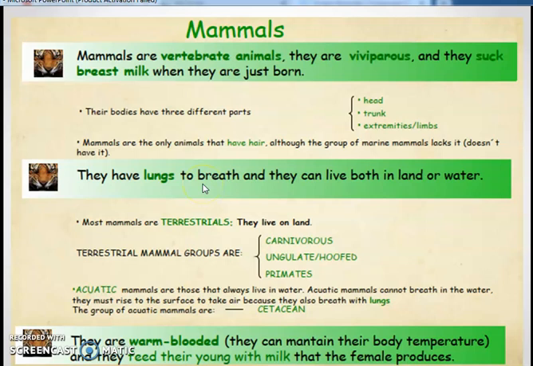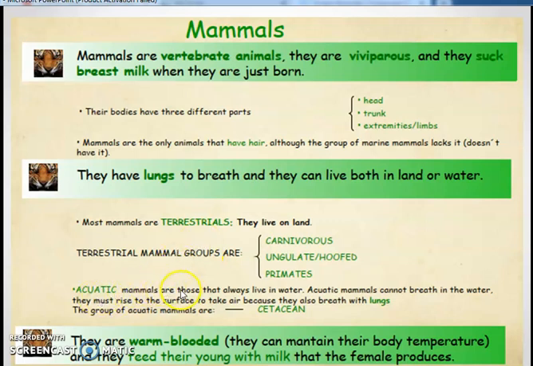And they can live on land and in the water as well. Some mammals live on the land, some mammals live in the water. But most of the mammals are land living. So we will say most of the mammals are terrestrial, meaning they live on the land. All the terrestrial mammals will be from one of the groups, either carnivores, omnivores, or herbivores. These are the scientific names for them.